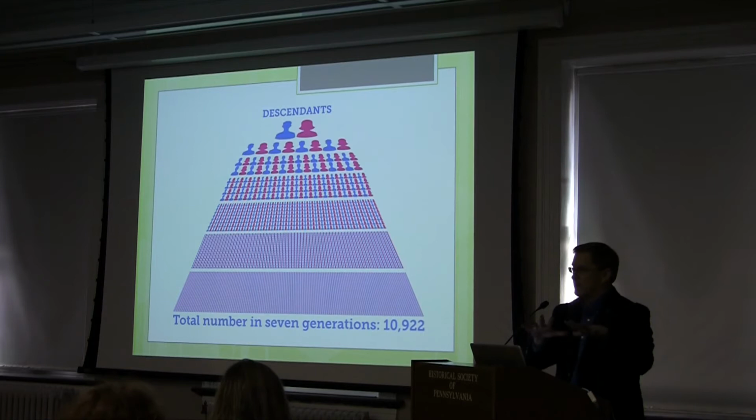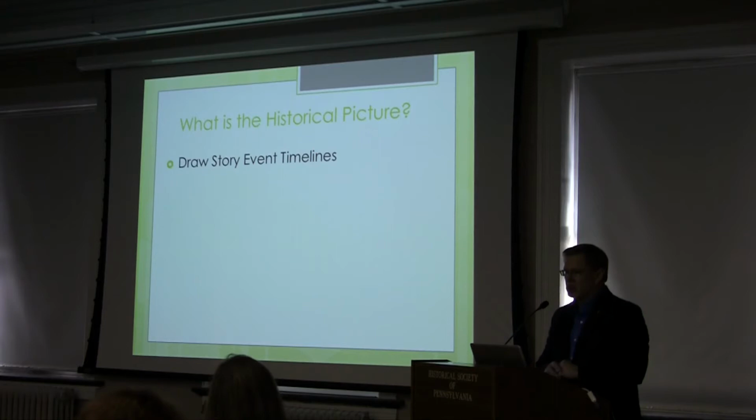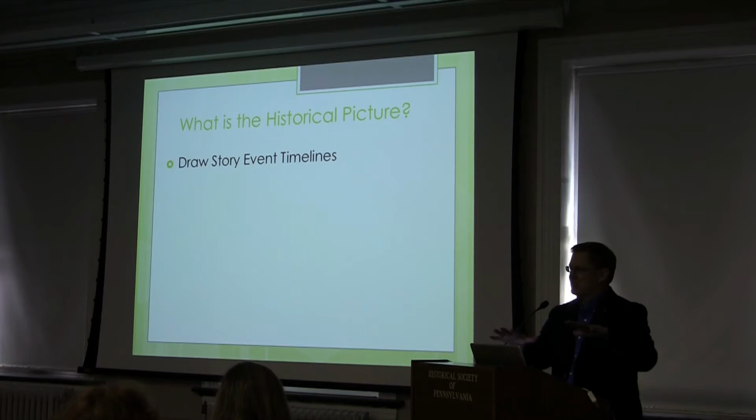So this is just a good estimate based on about four children per generation of the total number in seven generations. Well, what's the historical picture of these descendants? Draw story event timelines. One of the things that happens is these people disappear and we never see them again. We don't know where they went. Many people were moving west. They were moving elsewhere in the globe.